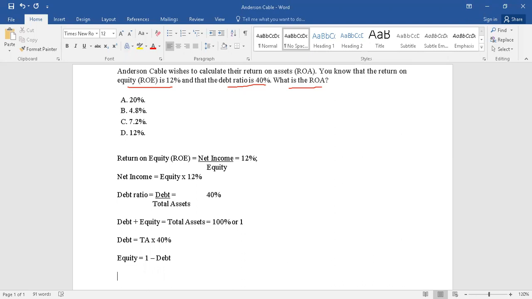From the above equation, equity is equal to 1 minus debt. We have it as total assets into 40%. So 1 minus total assets into 40%, or 40% of total assets, which is equal to 60% of total assets. 60% into total assets.